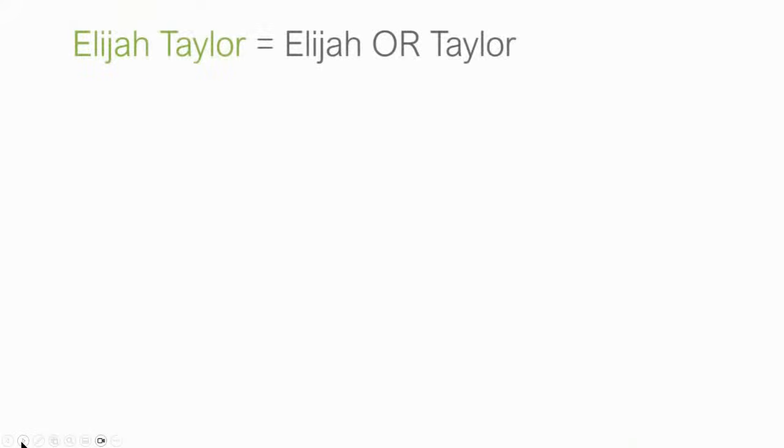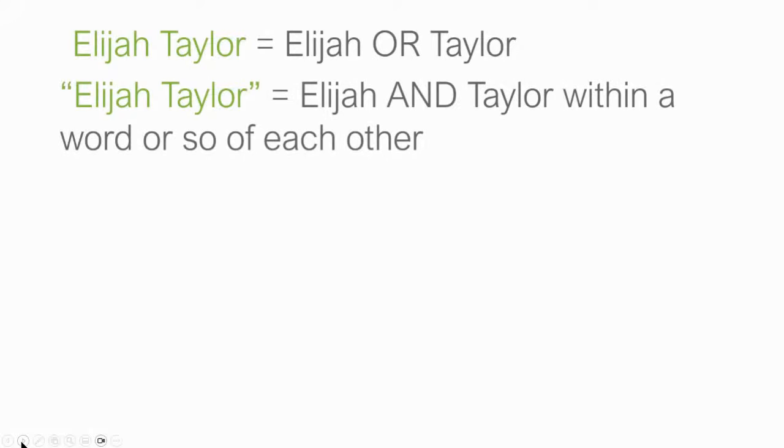For instance, if I typed in the name Elijah Taylor, my results would include all the images with either the word Elijah or the word Taylor on them. If I put Elijah Taylor in quotes, I would get back all the images that included the words Elijah and Taylor together within about a word or so of each other.